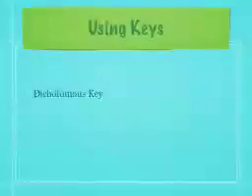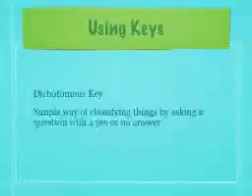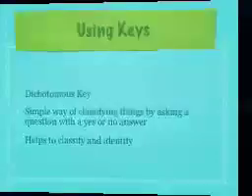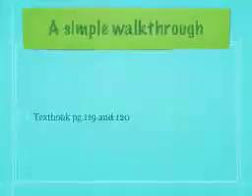Now, how do you use keys? Basically, a dichotomous key is a very simple way of classifying things by asking a question with a yes or no answer. And it actually helps to classify and identify things. So if you take a look at your textbook on page 119, you will see a very simple dichotomous key setup. The first question, of course, is about plants. Do the plants have vessels? Vessels means transportation vessels, and of course if it's yes, then they're considered vascular plants. If it's no, it's a non-vascular plant.